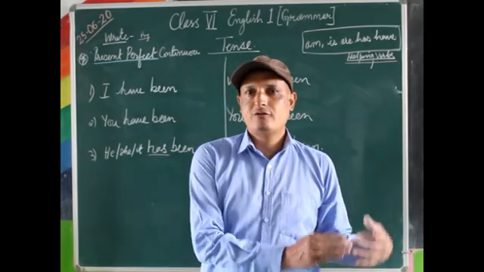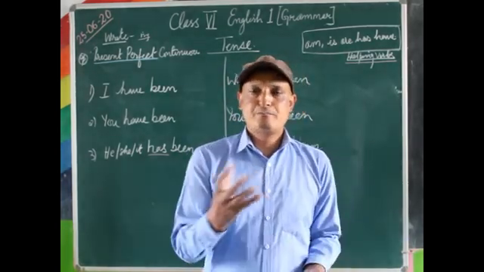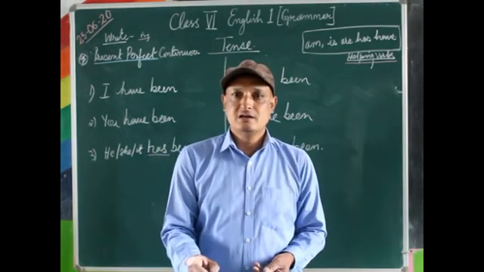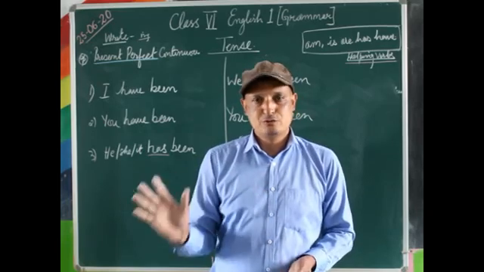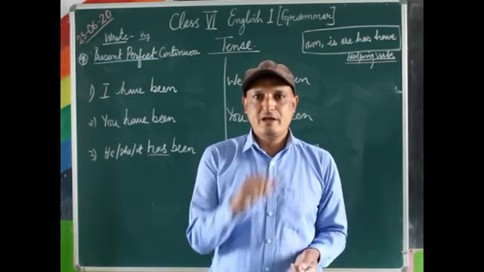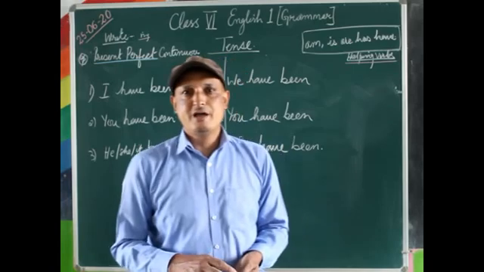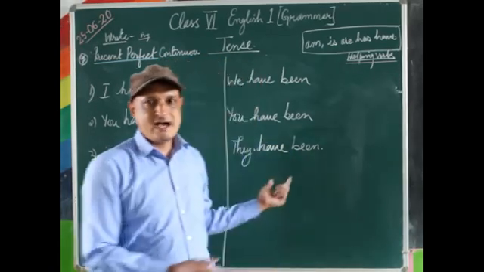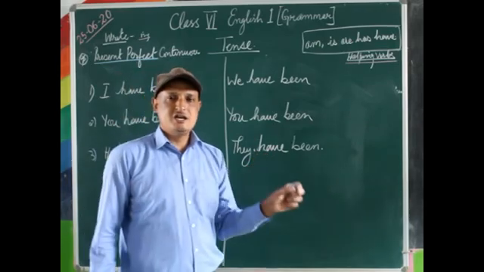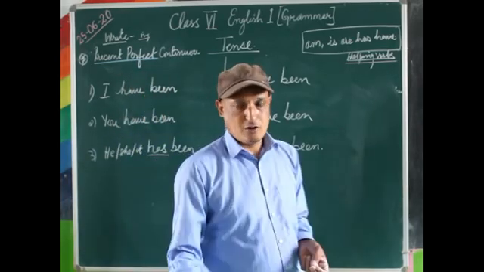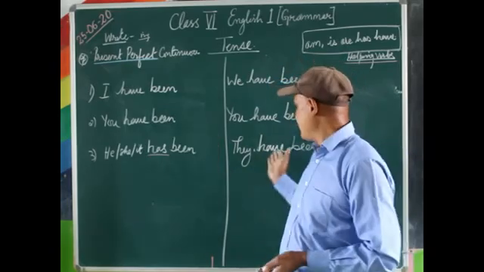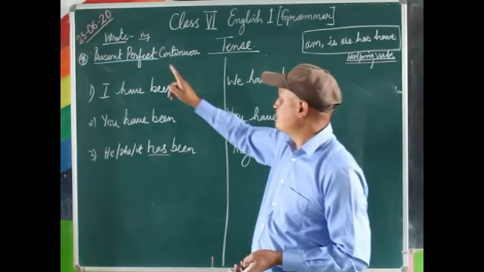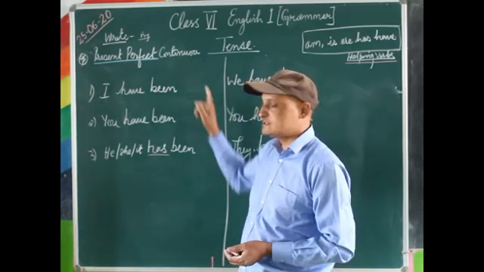And same will be there for other verbs. Like for play. What would be the continuous for play? Playing. So, I have been playing football. We have been playing football. You have been playing basketball. You have been playing basketball. He has been playing cricket. She has been playing throwball. And they have been playing volleyball. All these are in the present perfect continuous tense.